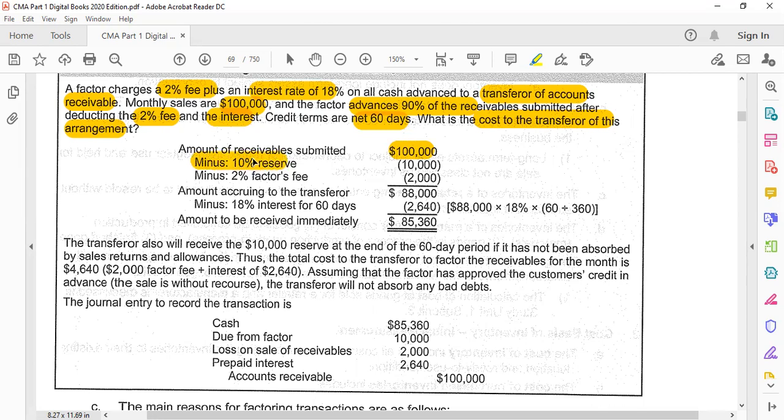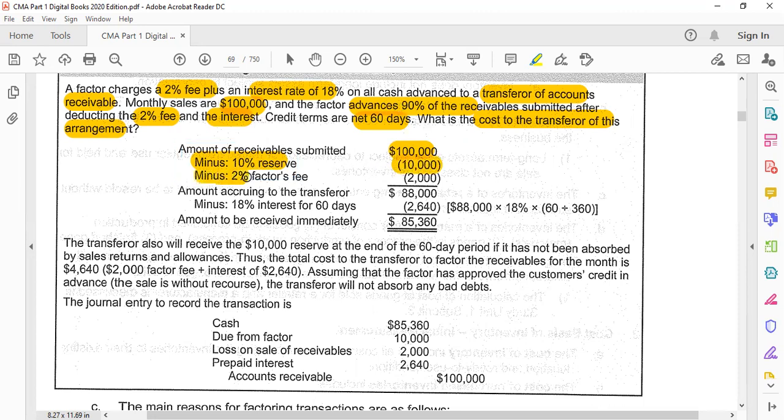Why is it a 10% reserve? Because they are going to give us 90% of the invoiced value, okay, 90%. So 10% they are going to hold, and they will pay us in the future, maybe after 2 months. So we will take 10% of the receivable amount. The receivable amount is 100,000. If you take 10% of that, it will give you $10,000.